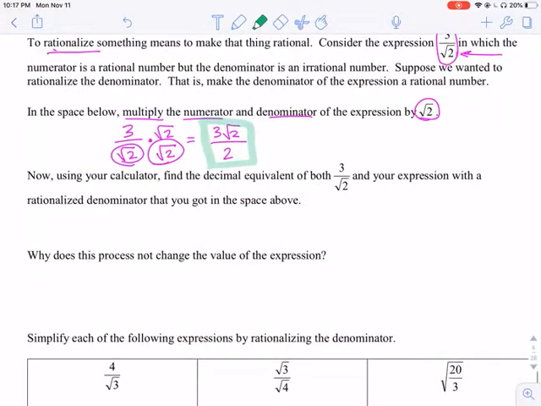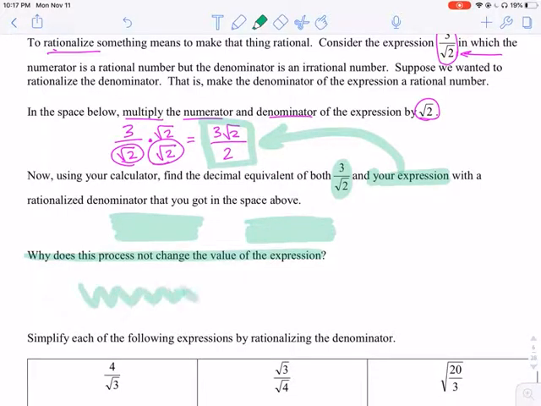Go ahead and fill in this next section. It says, now using your calculator, find the decimal equivalent of the first fraction we were using and the expression that we just found here. So you're going to find 2 decimals, and they should be exactly the same. Otherwise, we did something wrong. And you're going to answer this question in your words. Why does this process not change the value of the expression? So you're going to write something here.